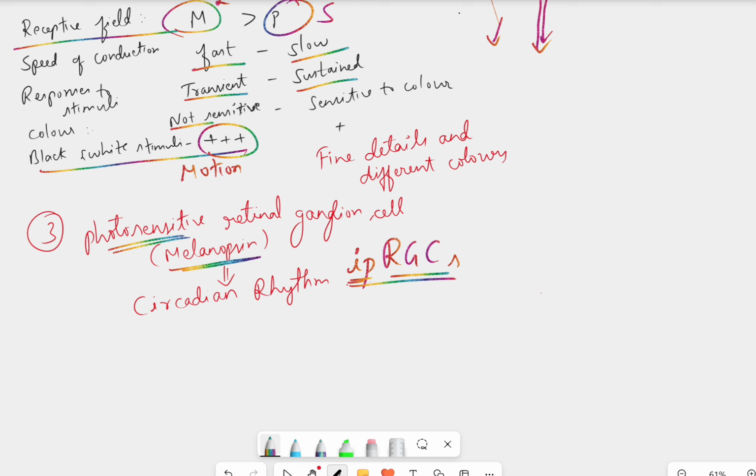Remember, your IPRGCs do not contribute to image formation; they will not help in image formation. They mainly help us in regulating the circadian rhythm. I think you all know circadian rhythm, which controls our day and night cycle, or all our bodily physiological parameters. They undergo 24-hour cyclical changes, and that is what we call circadian rhythm. The circadian rhythm is controlled by the suprachiasmatic nucleus in the hypothalamus. So remember, this intrinsically photosensitive retinal ganglion cell directly projects to the suprachiasmatic nuclei of the hypothalamus.